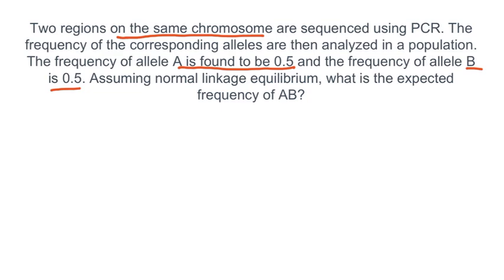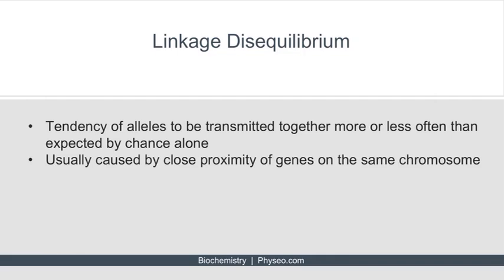Okay, now that you understand linkage equilibrium, let's discuss linkage disequilibrium. Linkage disequilibrium is the tendency of alleles to be transmitted together more or less often than expected by chance alone. This is usually caused by close proximity of genes on the same chromosome. Let's do a question to understand this better.